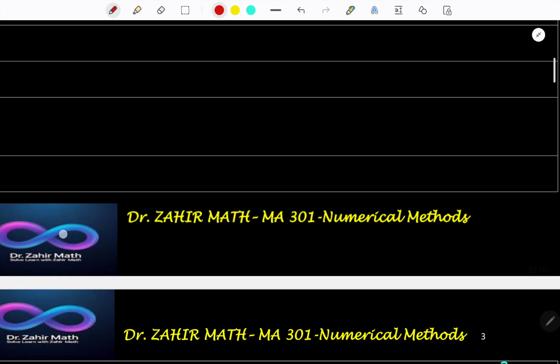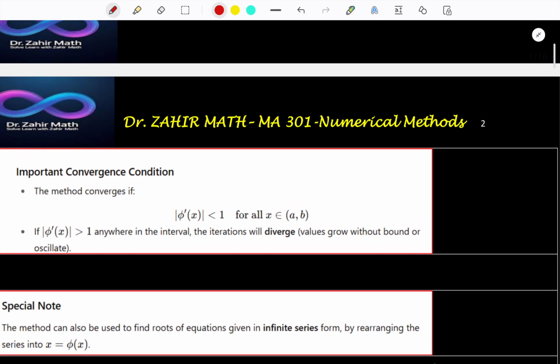Right. So let me go to the condition. I will tell you now. Look here. Importance of convergence condition. The method converges. If converges means you will try to get the answer. Just keep in your mind in a simple way. You already studied convergence, divergence, everything in calculus 2 and in differential equations. But here you just remember convergence means you're going to get the answer. That's it. So what is the condition? Absolute value of phi dash of x is less than 1 in the interval a comma b. This is the rule.